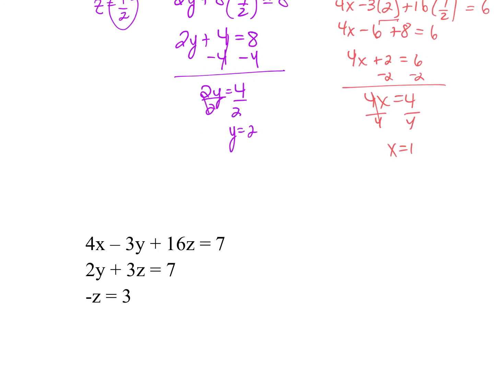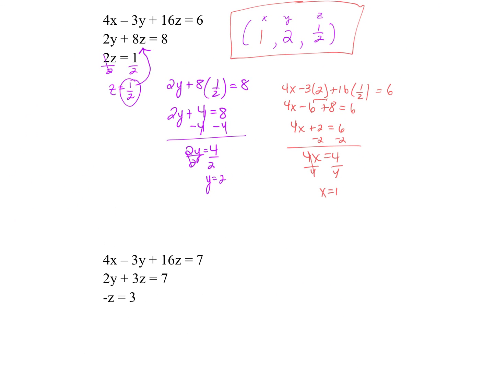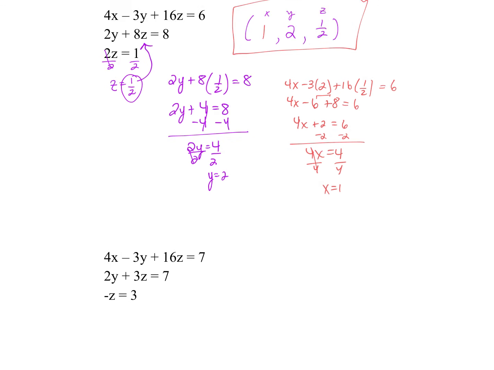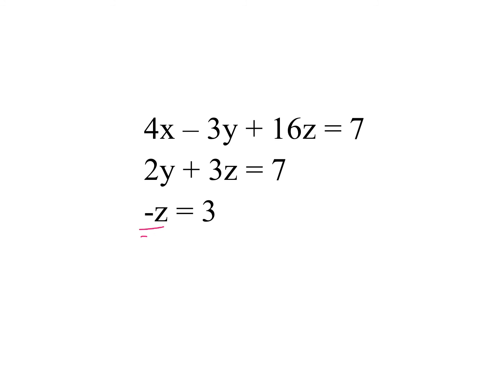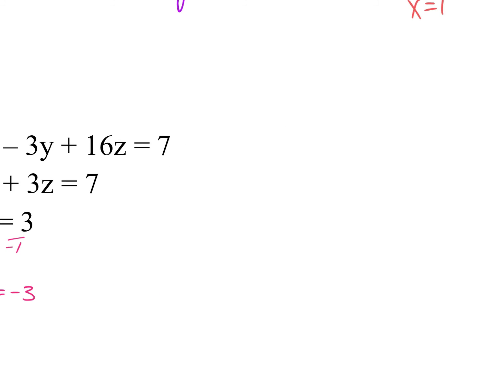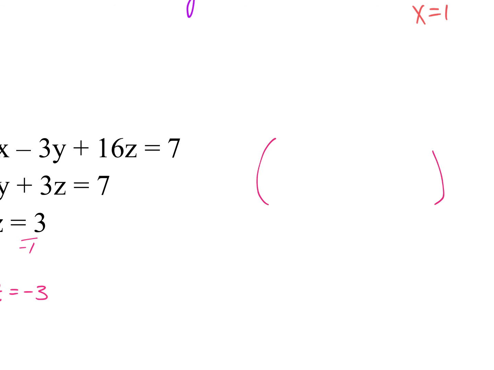All right, let's do the last one. Let's do the last one together. I want my last equation to say z equals. It does not. It says negative z. So let's divide out a negative 1. So z equals negative 3. All right, so I know I have an ordered triple. I need an x, I need a y, and I need a z. I know my z is negative 3. Well, that's not a pretty 3.